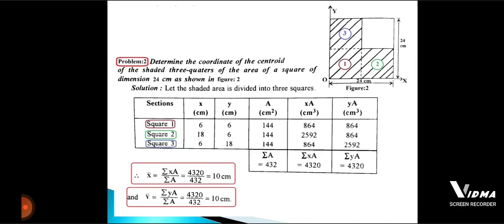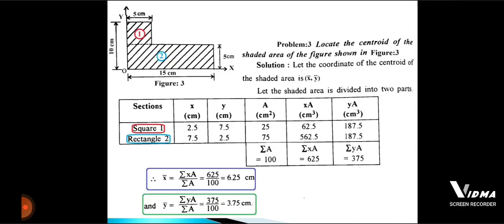So the position of the centroid, x bar and y bar, from the reference axis y the position of x bar should be 10 centimeter, and from the reference axis x the position of y bar is also 10 centimeter. In this case, problem number 3 is another composite section. This is not a symmetry figure. This is an L section. Here we have to locate the centroid of the shaded area of the figure shown in figure 3.